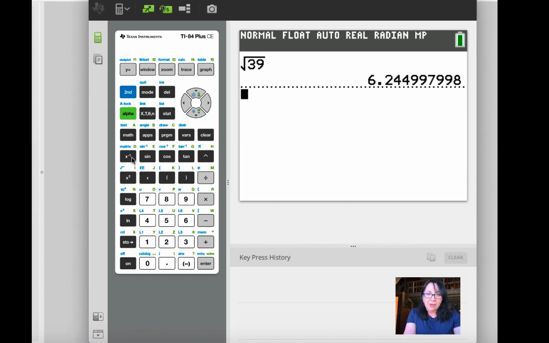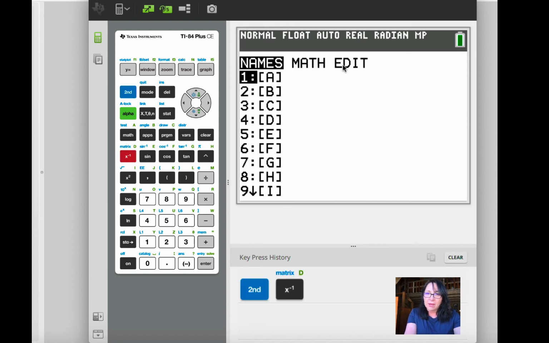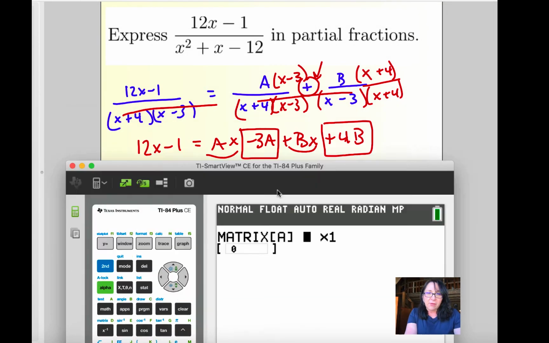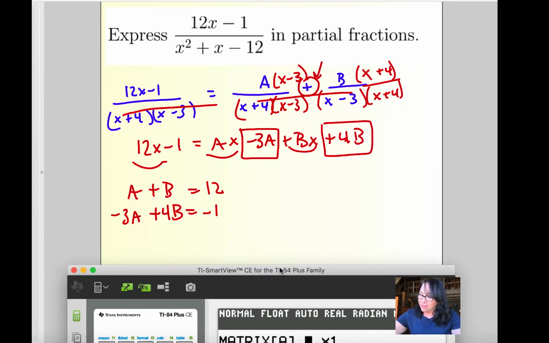So the way, again, you do it is you go to matrix. So you're going to go second matrix, right? You go over to math, edit, and hit enter. There's your A matrix, right? And one second, I forgot what the question is. Let me write this down real quick. A plus B equals 12, and I have negative 3A plus 4B equals negative 1.